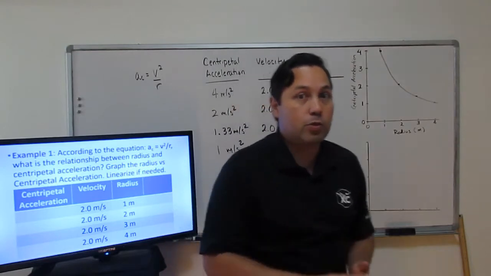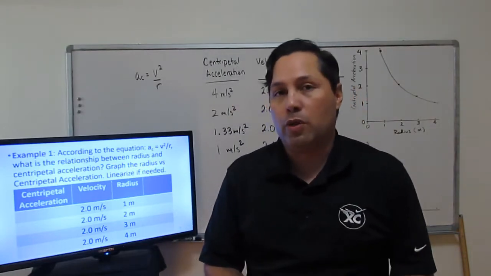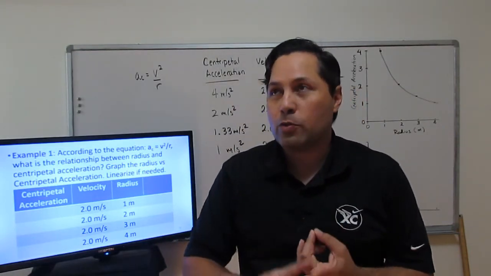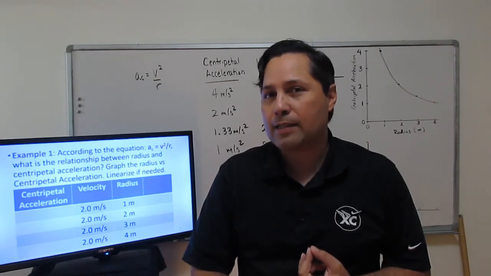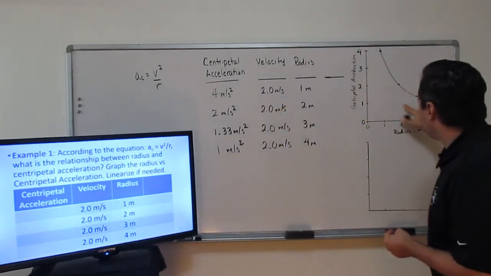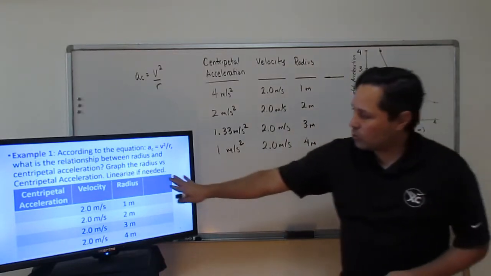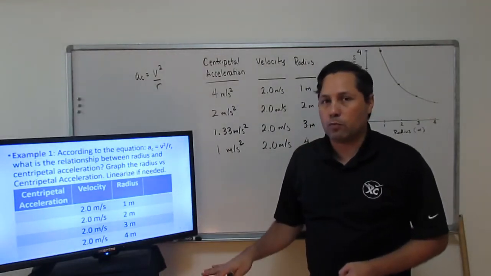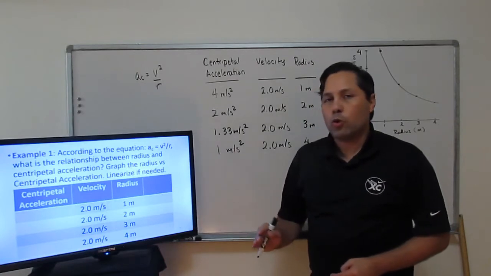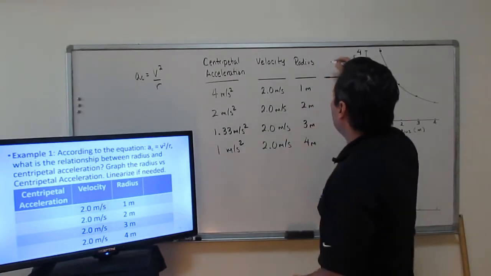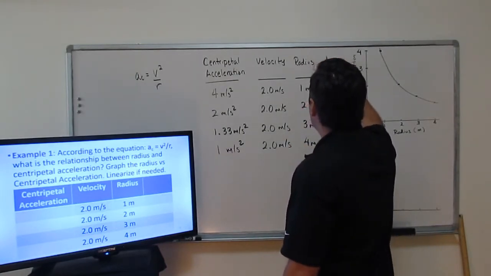So to linearize it, to make it a straight line, what we're going to go ahead and do is we're going to get the inverse of the x-axis. So one more time, this is an inverse relationship, so we're going to get the inverse of the radius. So given to us, notice in the table was an empty column right there. So that's what it's for. So we're going to go ahead and do the inverse of the radius here.